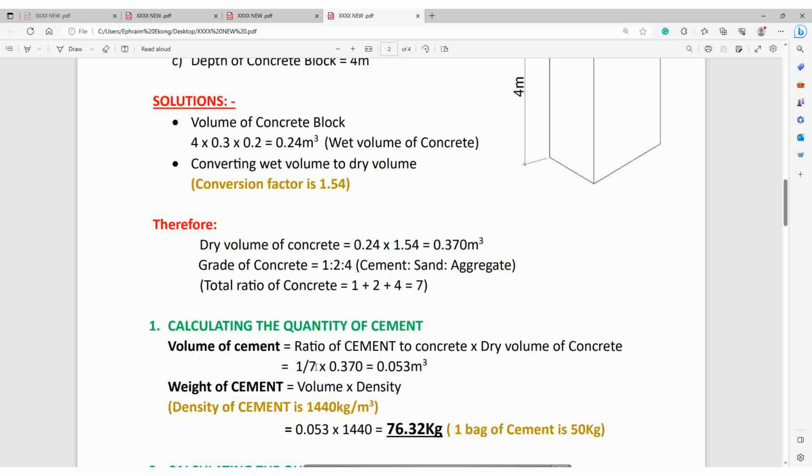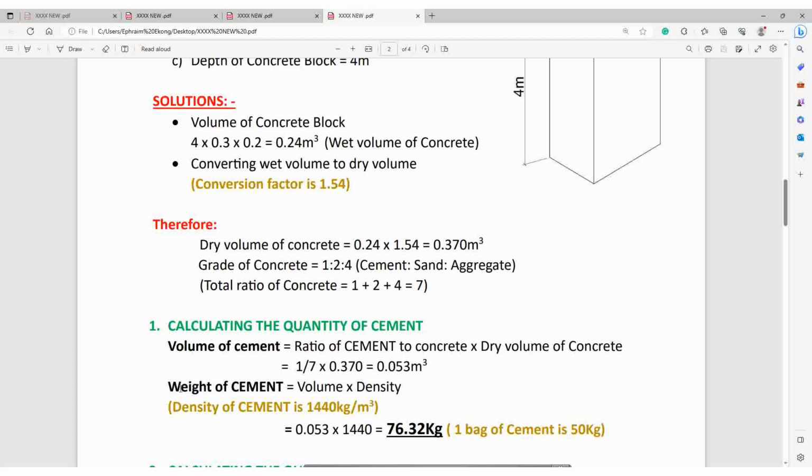You say 1/7 multiplied by the dry volume of concrete, which is 0.370 cubic meters. So 1/7 multiplied by 0.370 is equal to 0.053 cubic meters. So our volume of cement here is 0.053 cubic meters. Now we need to achieve the weight of cement.